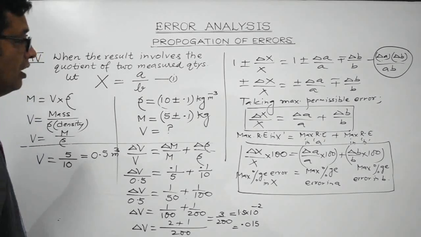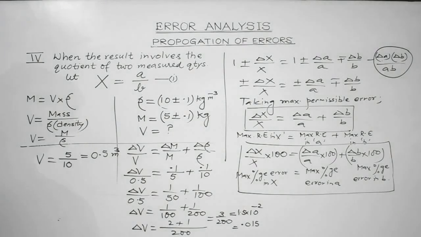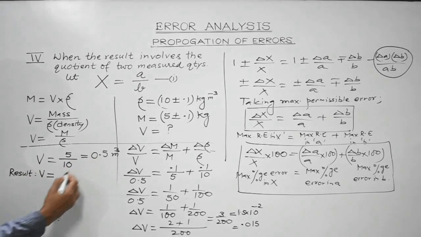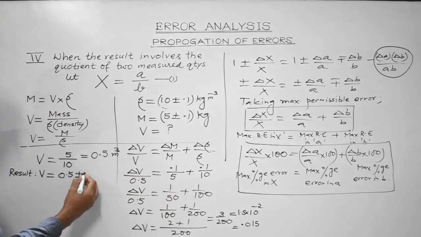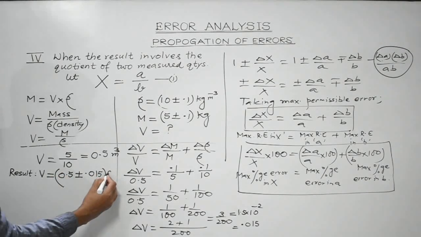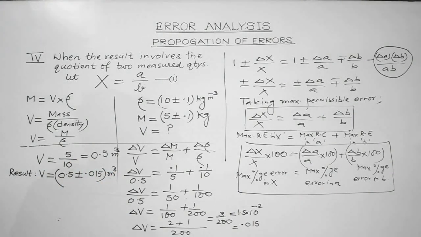So students, how to express the volume in terms of absolute error then? So what will be the result? Result would be, volume in terms of absolute error. It is 0.5 plus minus, what is the absolute error? 0.015 centimeter cube. So SI unit is meter cube. This is the result. This is the actual result, right?